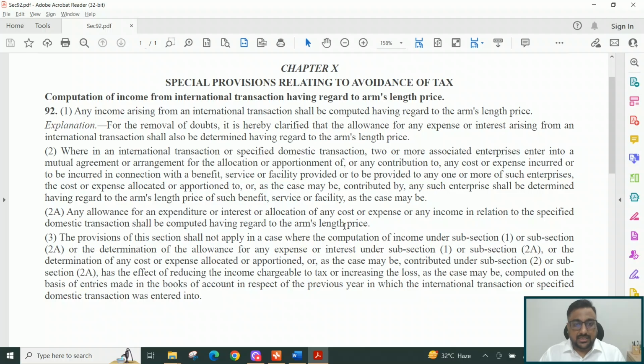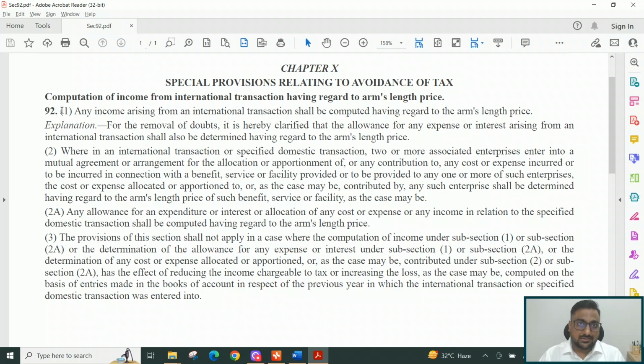All right, so I'll be sharing the screen wherein we'll be discussing section 92, which is the charging provision under this transfer pricing provisions. As you can see, I have opened that section from the Act, section 92.